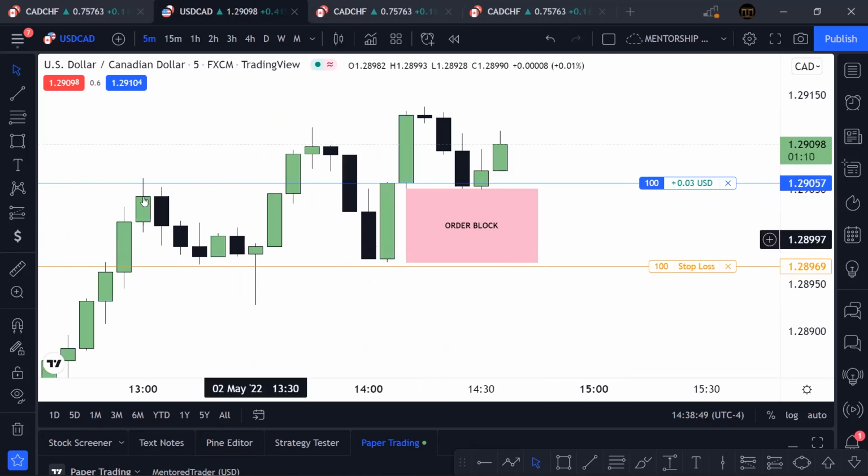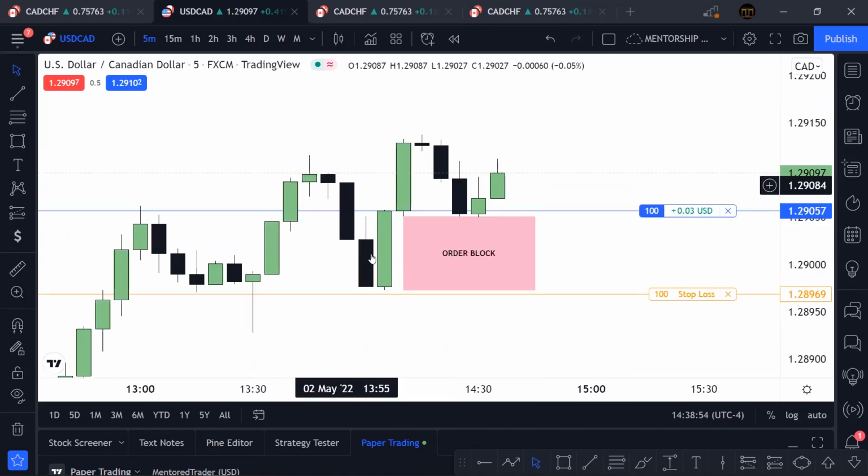Not this one, not these other candles, not even this. This will be my order block. Why? Because there were many orders here, and this green candle closed above. When the price comes back to this level here, this wick, I will buy. Where am I putting my stop loss? Below the candle. Below this candle, we're going to take a stop loss here.